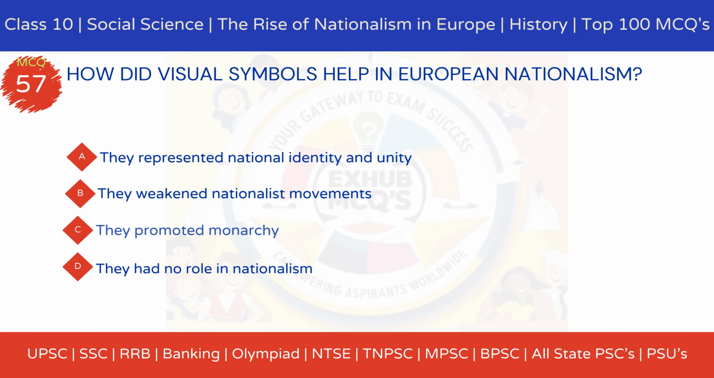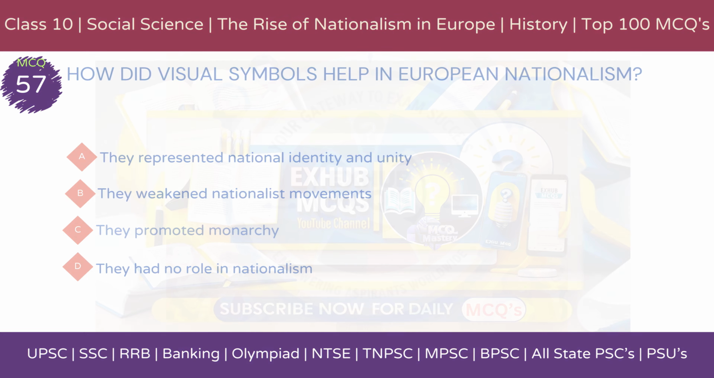How did visual symbols help in European nationalism? Option A, they represented national identity and unity. Option B, they weakened nationalist movements. Option C, they promoted monarchy. Option D, they had no role in nationalism.